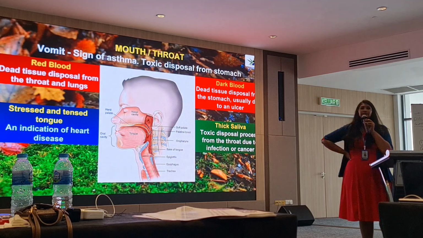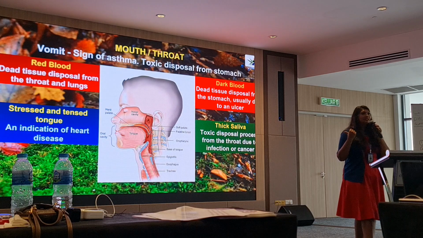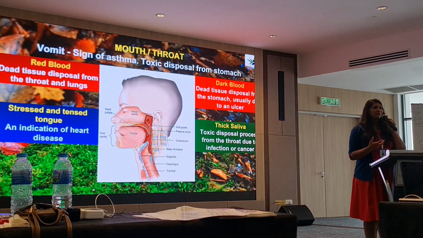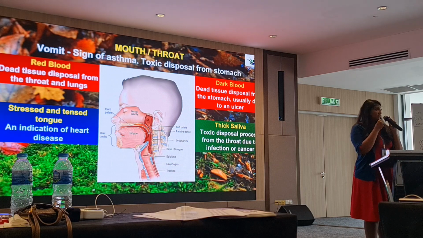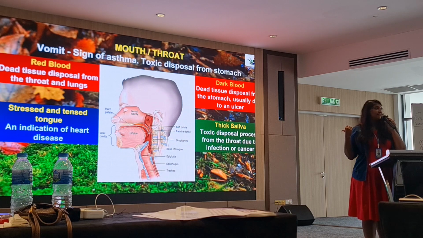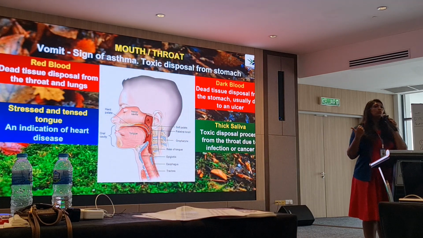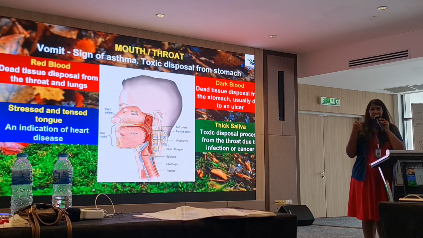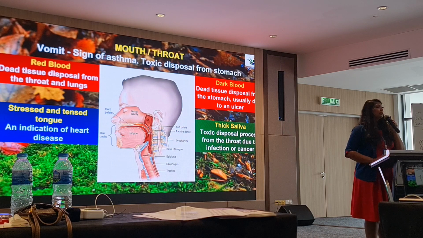Okay. Stress and tense tongue. This indicates heart disease. See, this is an easy thing to relate because when people say that you're going to have cardiac arrest, there are a few indications, even your tongue, speech slurring and all that. So it's easy to relate. That is something to do with your heart, your cardiovascular system. That is why the stress and the tenseness of the tongue is there.